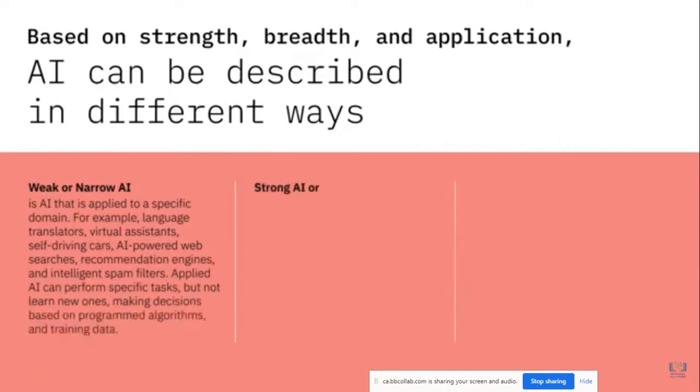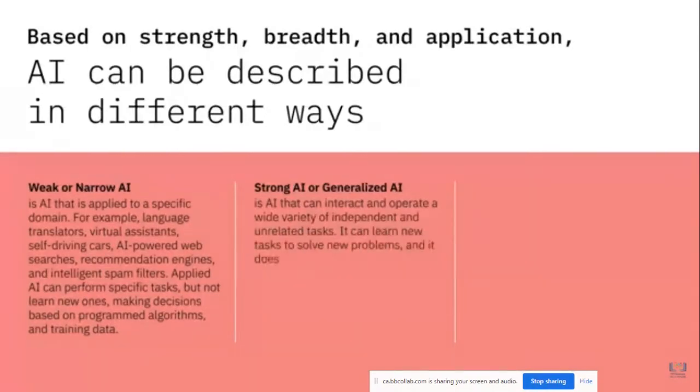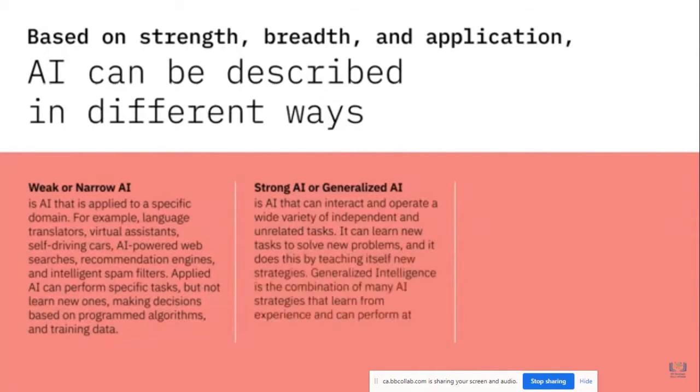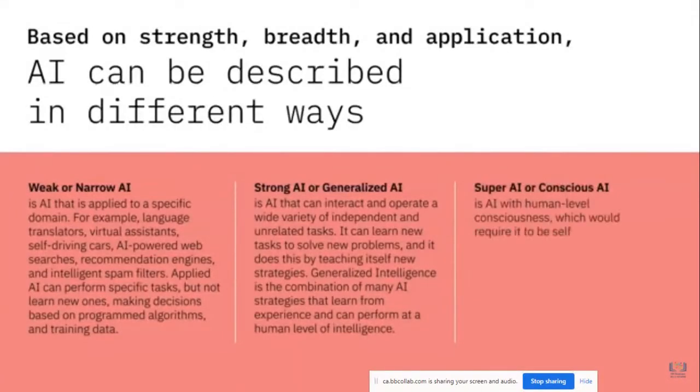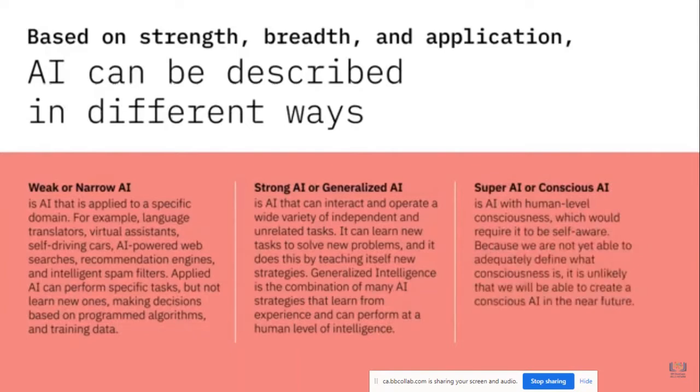Strong AI, or generalized AI, is AI that can interact and operate a wide variety of independent and unrelated tasks. It can learn new tasks to solve new problems, and it does this by teaching itself new strategies. Generalized intelligence is the combination of many AI strategies that learn from experience and can perform at a human level of intelligence. Super AI, or conscious AI, is AI with human-level consciousness, which would require it to be self-aware. Because we are not yet able to adequately define what consciousness is, it's unlikely that we will be able to create a conscious AI in the near future.